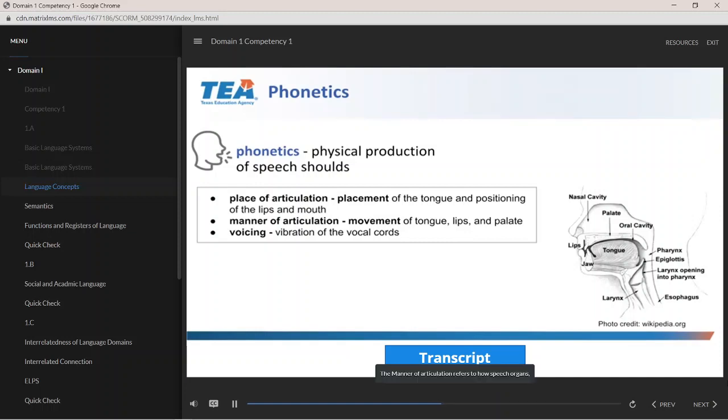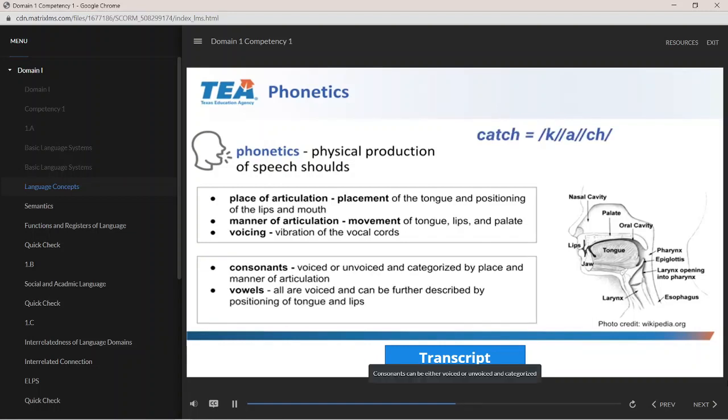The manner of articulation refers to how speech organs, such as the tongue, lips, and palate, are moved when making a speech sound. Voicing in phonetics refers to sounds produced through the vibration of the vocal cords. Consonants can be either voiced or unvoiced and categorized by place and manner of articulation. All vowels are voiced. Vowels can be further described by the positioning of the tongue and lips.